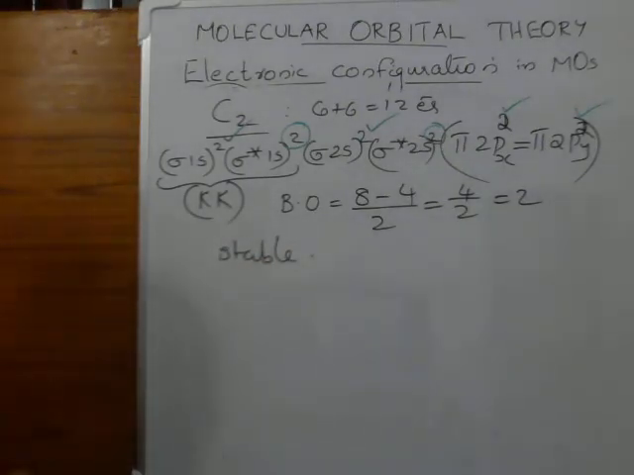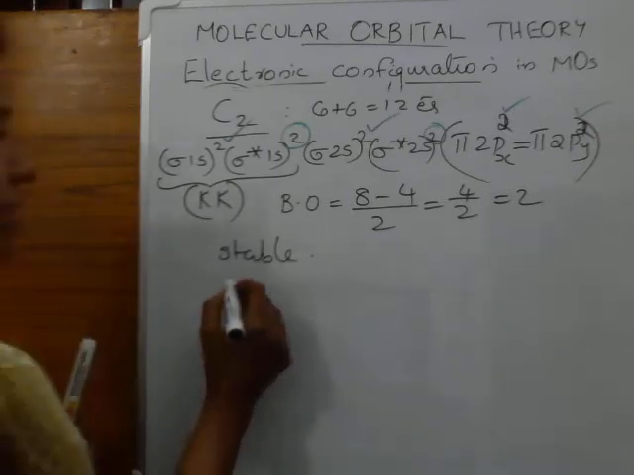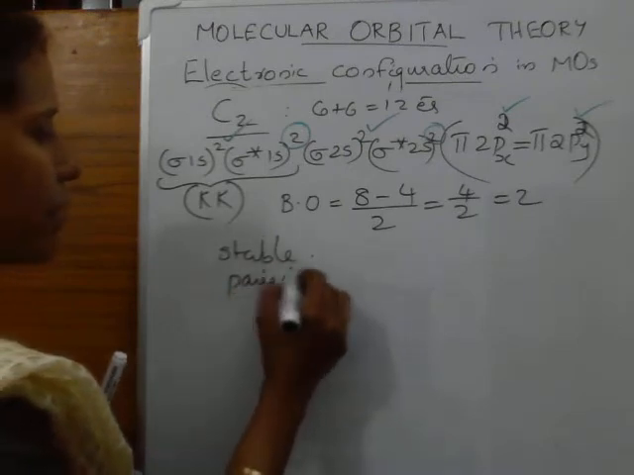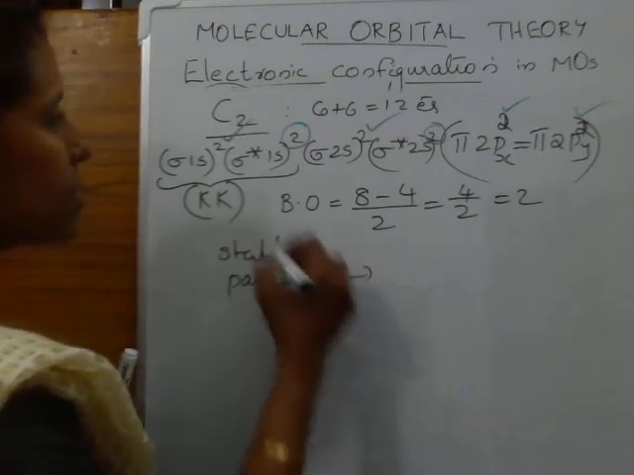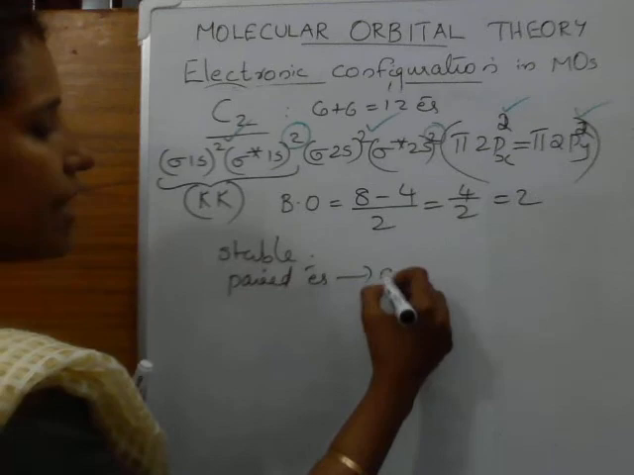Predict its magnetic nature. Is there any unpaired electron? No, all the electrons are paired. Only paired electrons present, hence C2 molecule is diamagnetic.